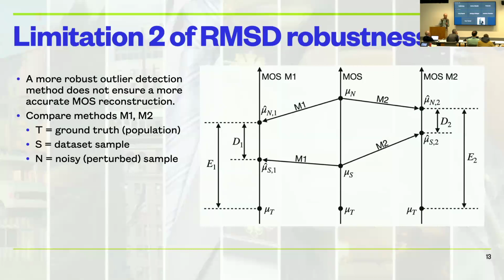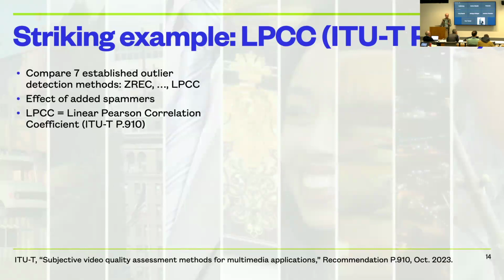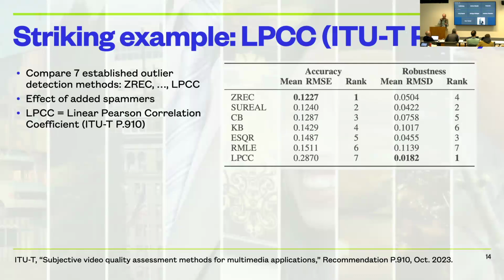Okay. Now you might say, "Oh, this looks rather constructed. I don't believe that this is relevant for practice." This is wrong. There's a striking counterexample. LPCC is a standard from ITU. When you look at this and compare 7 established outlier detection methods from ZREC to LPCC and look at the effect of added spammers, what will we get? Okay, here's the result. If we look at the robustness here on the right-hand side, you see LPCC has an RMSD of 0.01. It is the most robust method of all of those 7 by far.